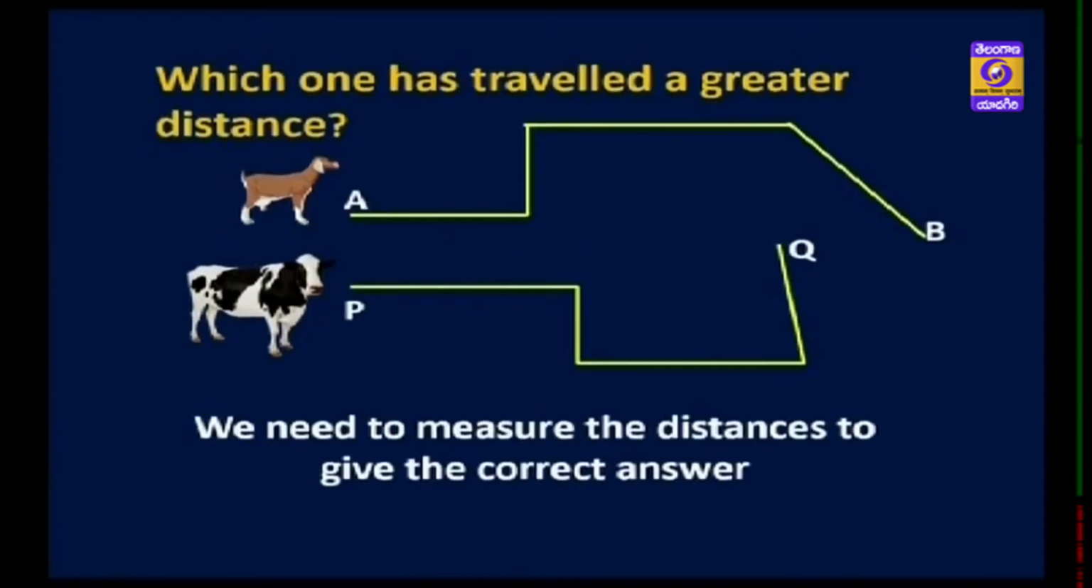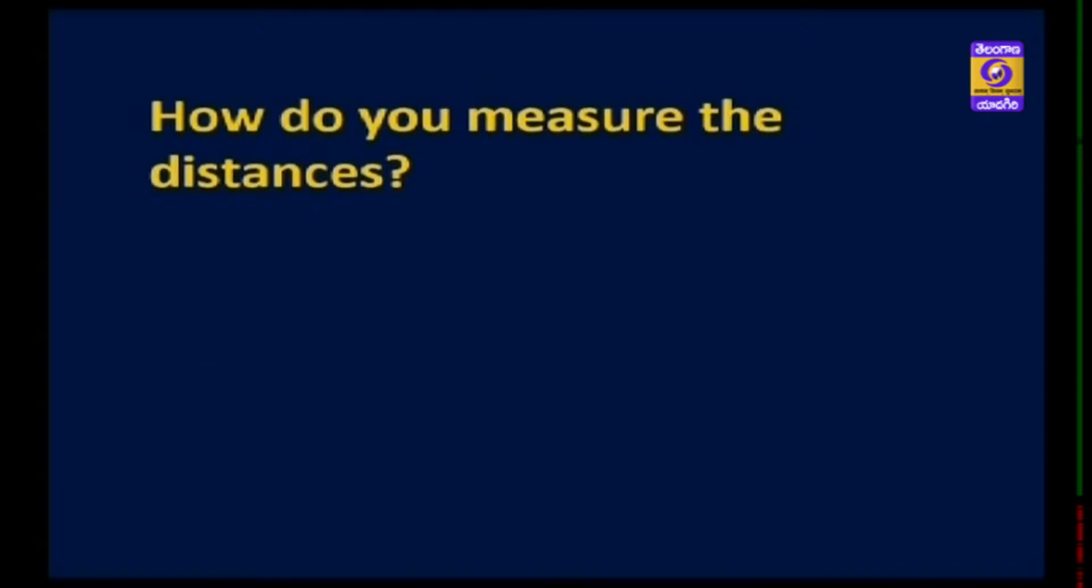Here is another example where the goat and cow have moved again, but in different paths now. To find out which one has travelled a greater distance, we have to measure the distances in order to arrive at the right answer. Children, you may have seen measurement of lengths in various cases in your life. Maybe when you are giving measurements for getting clothes stitched in a tailor shop, maybe you have seen people constructing houses. There the masons may have used the tape.